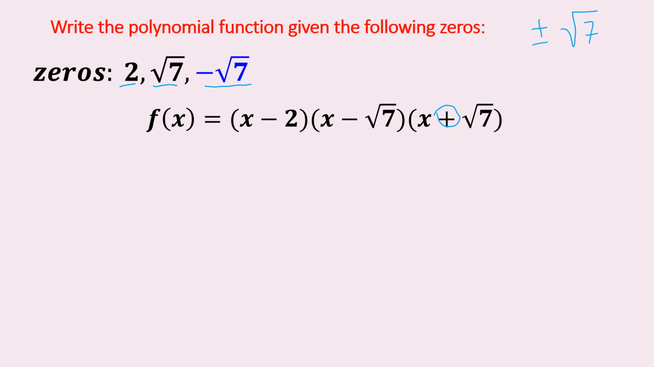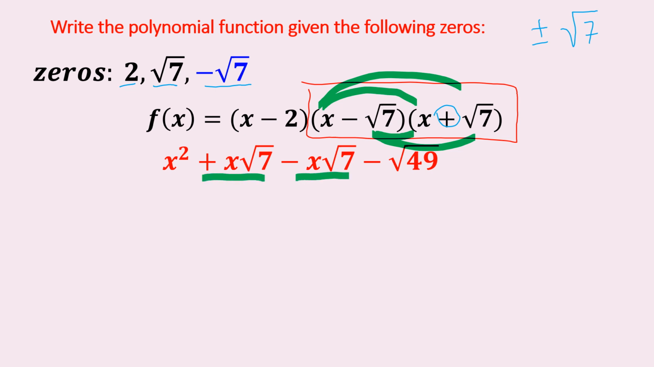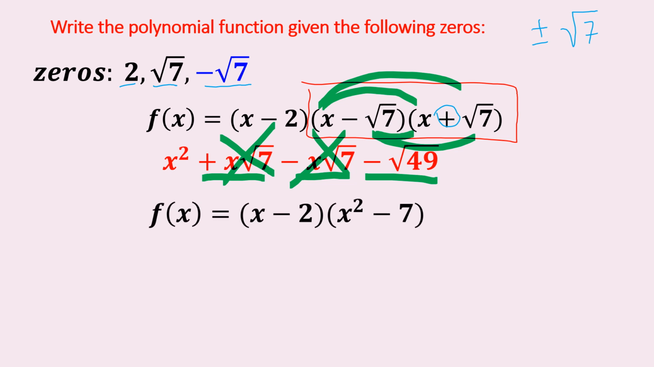Okay, let's start with these two. If we start with these two, it's going to make it a lot easier because, again, these are conjugates. And when we multiply conjugates, certain things cancel out. FOIL it out. We end up with two middle terms, again, that are opposites. Those guys cross out. At the end, we have minus radical 49, and conveniently, radical 49 equals a 7. So that whole thing turns into x squared minus 7.